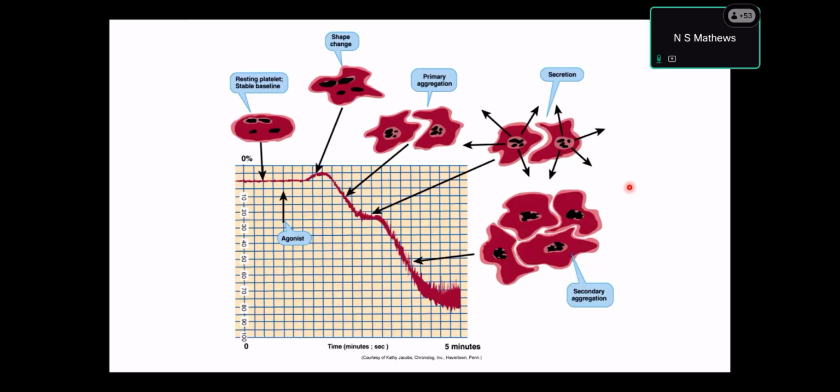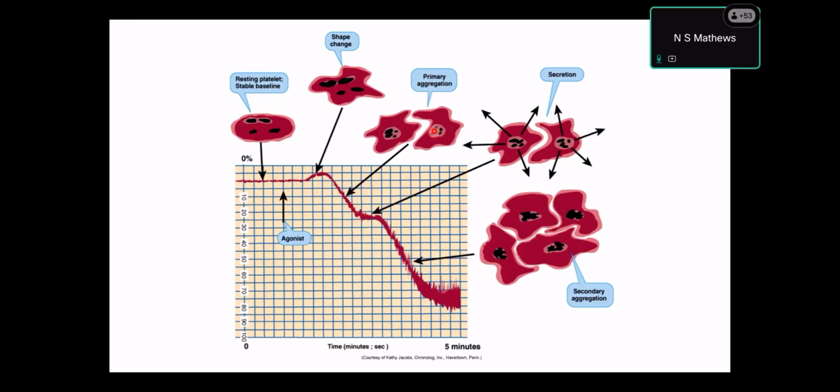So that is measured in graphical form. You're supposed to get a graph that looks something like this. You have your time and you have the percentage of aggregation. Platelets are always going to be at a stable baseline, nothing happening. Now when you add an agonist, the changes happen. First, there's a shape change, and when the shape change happens, you get a sudden bulge here. Then as the platelets start primary aggregation, you see this going down. That means the light transmittance is increasing, so the graph is going down.